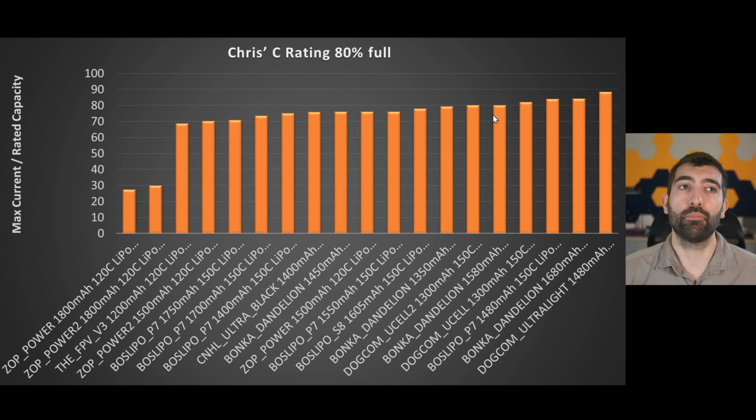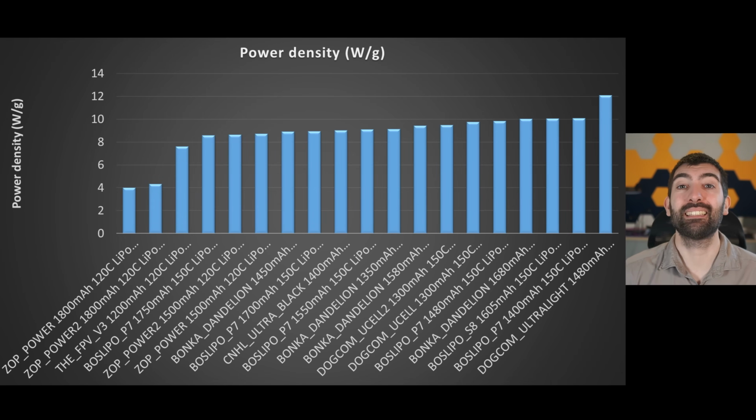So a bit of work to do there on C rate. The final chart I want to show you is the power density. And here we're bringing weight into the equation. It's no good having a super powerful pack that's really, really heavy, because your quad will still be slow to accelerate just because it's got so much weight to lug around.